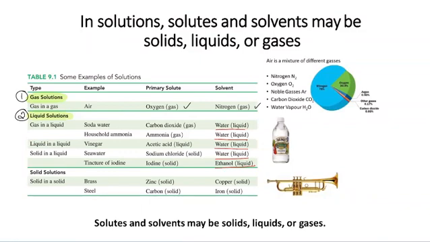Now, you can see in the examples for liquid solutions that the majority of them have water as a solvent, but understand that not all compounds are soluble in water, and we are going to explore that later in this chapter. Lastly, we have solid solutions. When it comes to solid solutions, understand that your solute and your solvent are going to be solid, okay? So here we have the examples of brass, which is made out of zinc and copper, or steel, which is made out of carbon and iron.